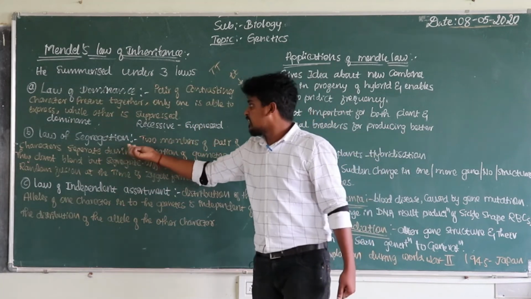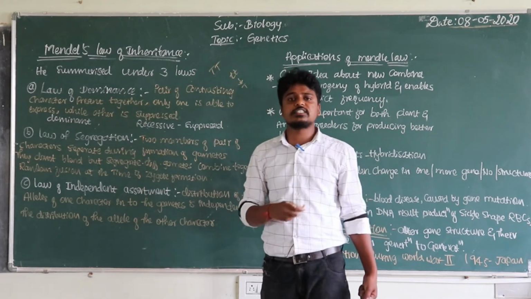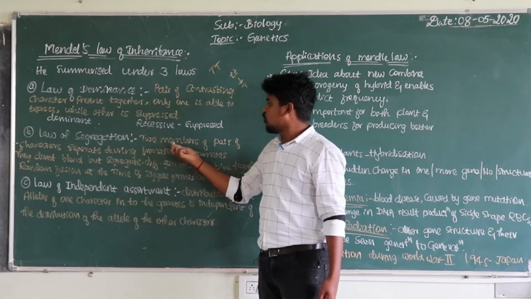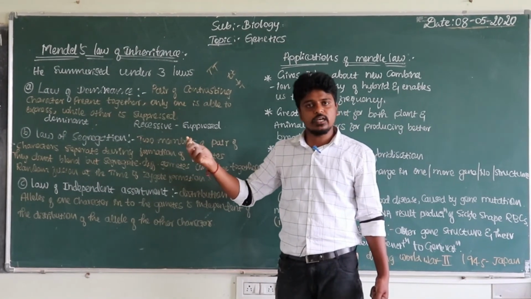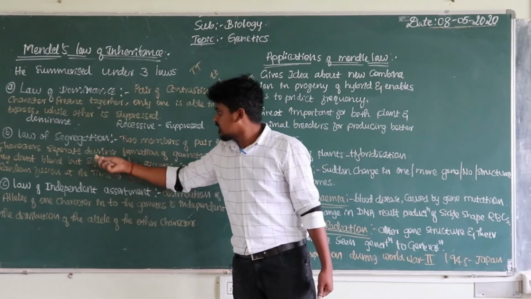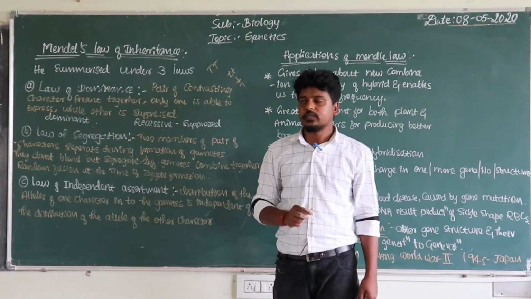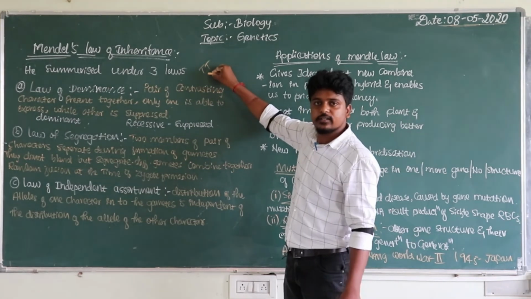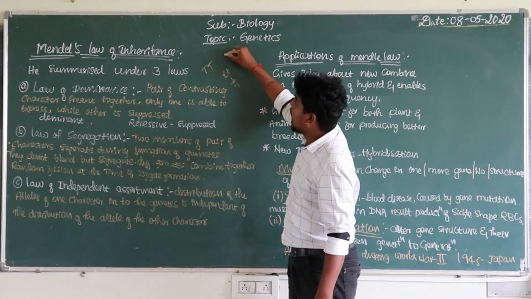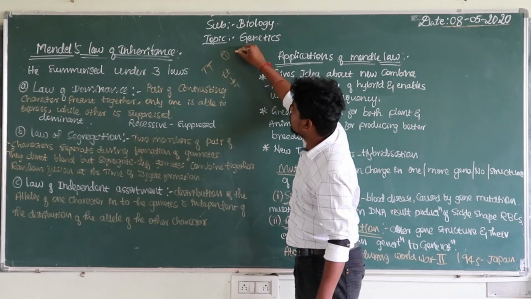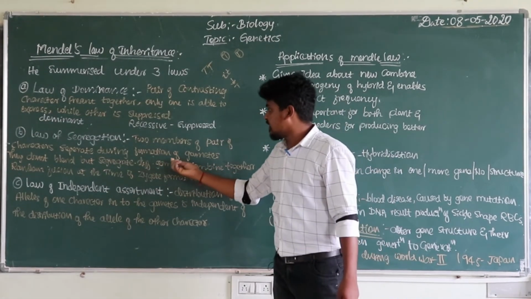The second one is the law of segregation. The law of segregation deals with the two members of the pair of characteristics, which separate during the formation of gametes. This is how we will write the characteristics, yes or no? And in the F1 generation, we have to write them separately.